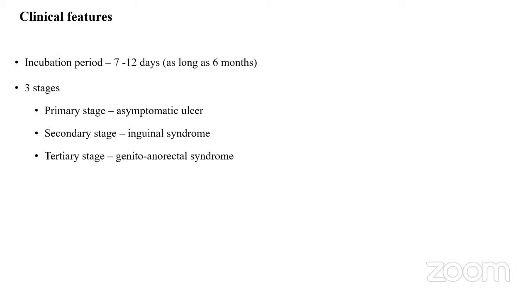So we'll move on to the clinical features. Lymphogranuloma venereum has an incubation period of 7 to 12 days, and it can be as long as 6 months. The clinical features of LGV are divided into 3 stages. The primary stage is an asymptomatic genital ulcer. The secondary stage is lymphadenopathy, that is the inguinal syndrome. And the tertiary stage is the complication, that is the genitourinary syndrome.